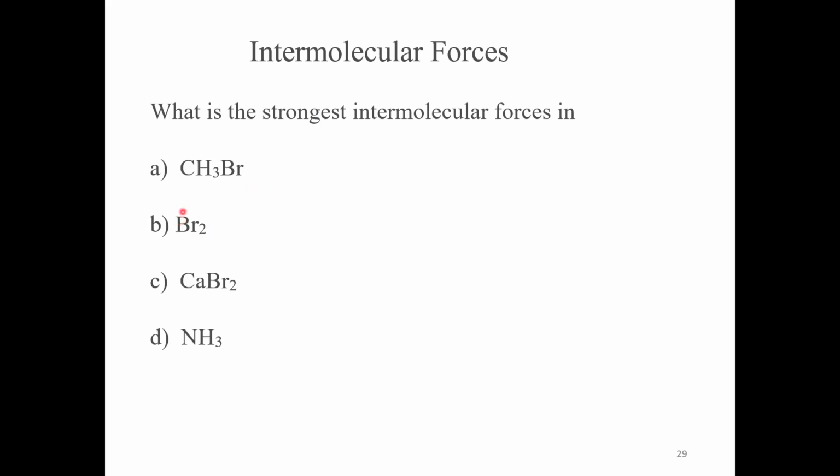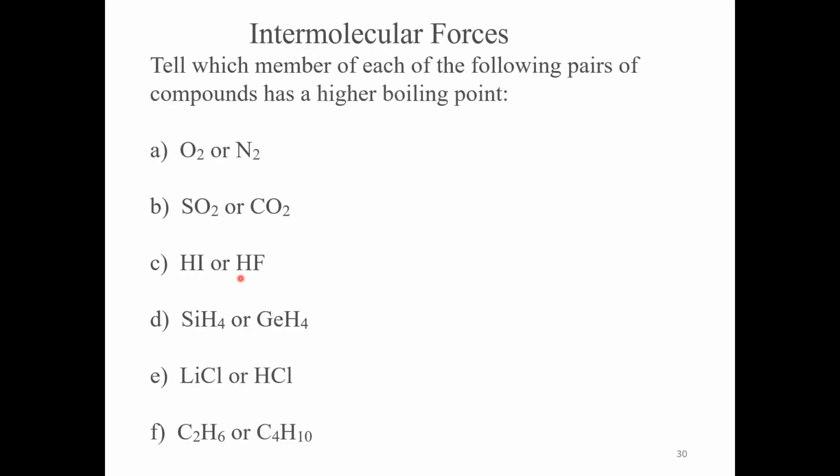Whereas if we just had diatomic bromine, it's going to be a completely nonpolar substance. So the only interaction we're going to have is that weak dispersion force. And then with calcium bromide, now we're going to have that ionic substance. So we'll have the ion-ion interaction there. And then the last one.